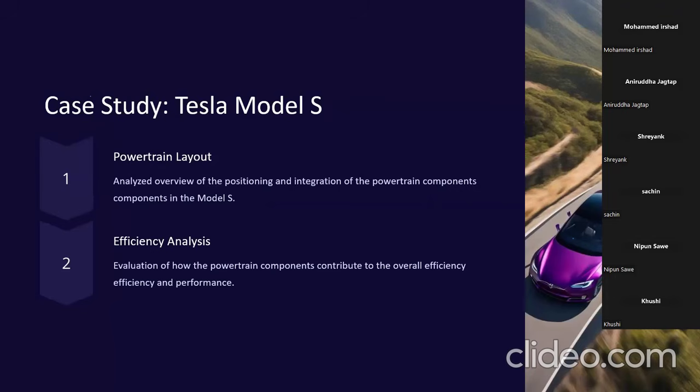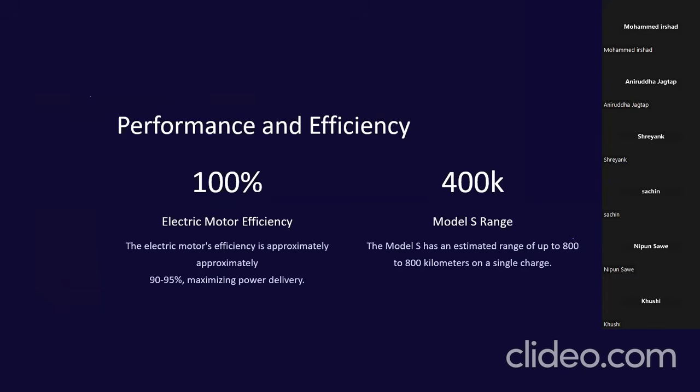What are the different features, and what are the different components they are using in the Tesla Model S to make it a very sophisticated one, comparatively to the other models of different manufacturers.